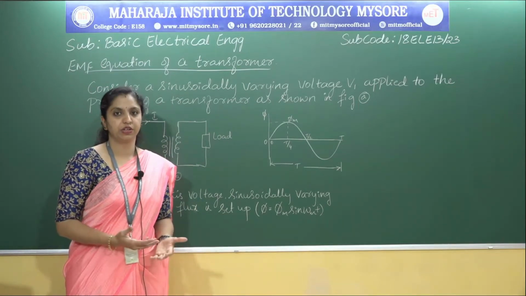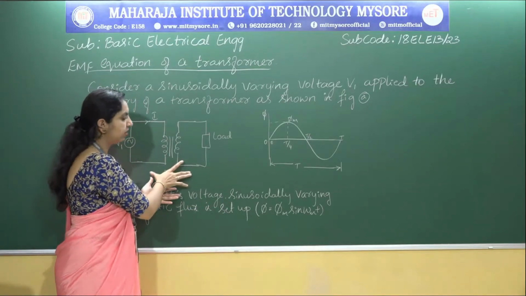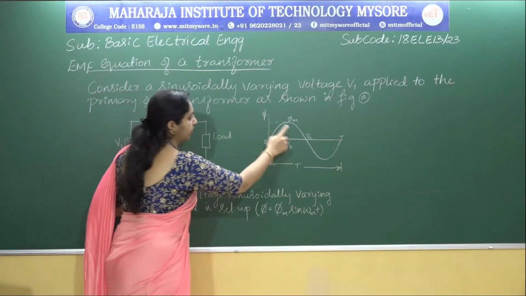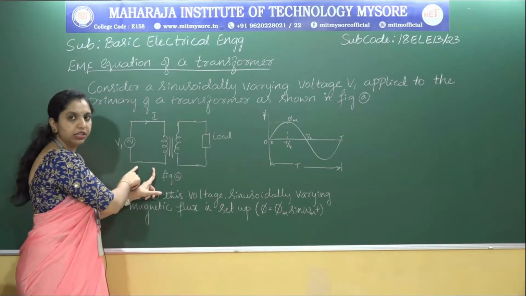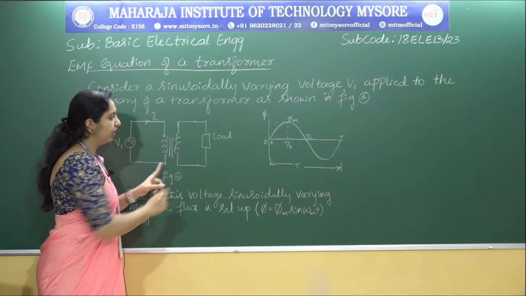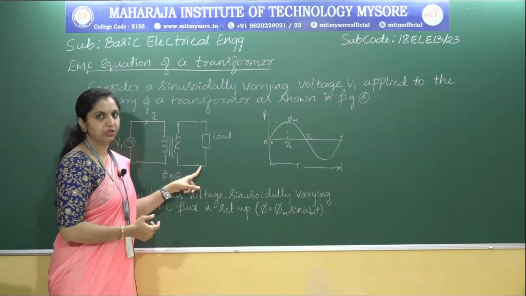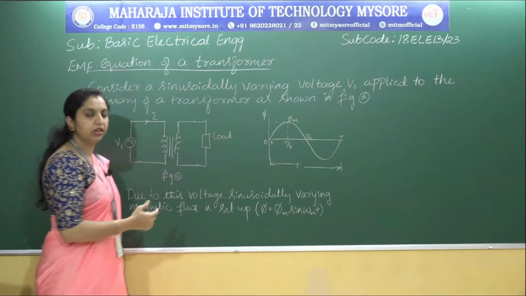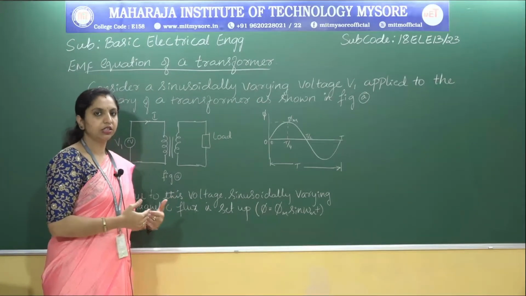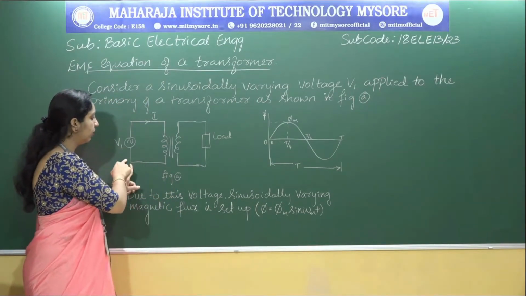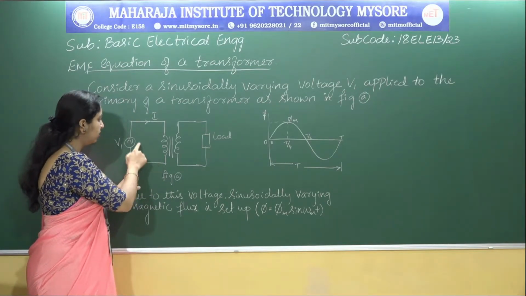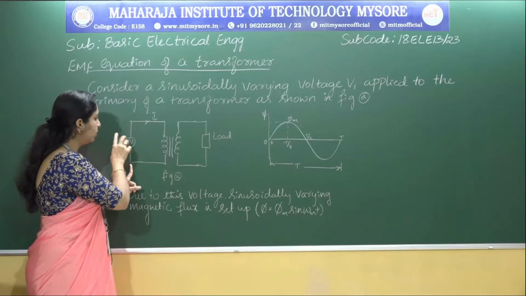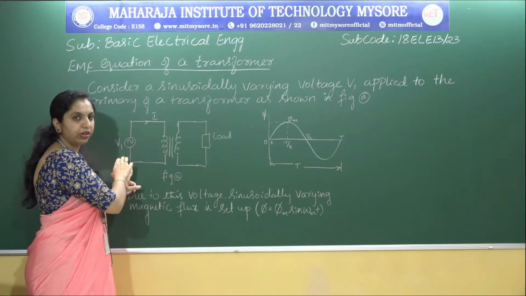In the EMF equation of a transformer, we need to have the transformer diagram. You know the representation of the transformer, and of course we have the input voltage in terms of sinusoidal, and similarly we get the output in the form of sinusoidal. Consider a sinusoidally varying voltage V1. As I have already explained in the earlier session, we consider the voltage at the primary winding from the AC source, and we call this V1.